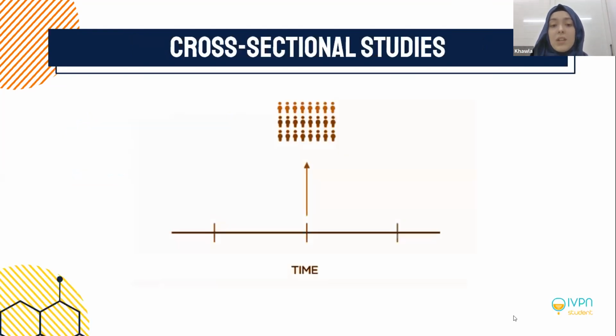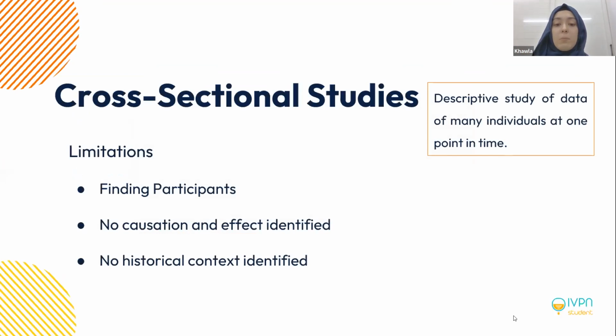Now, the limitations of this study include that many participants may not fit the criteria. So this would be a limitation in terms of finding enough research participants. Also, the lack of ability to determine causation and effect, and the lack of historical context to explain the results collected, which explains the lack of causation and effect in the study.